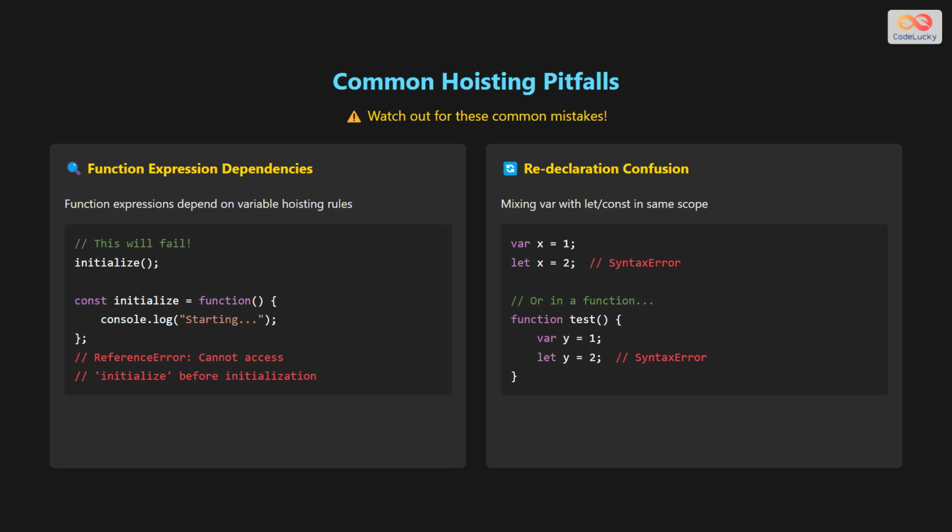Let's talk about some common hoisting pitfalls to avoid. Function expressions depend on the variable hoisting rules, which means you cannot call a function expression before it is declared. Also, be careful not to mix var with let or const in the same scope, as this can lead to errors.